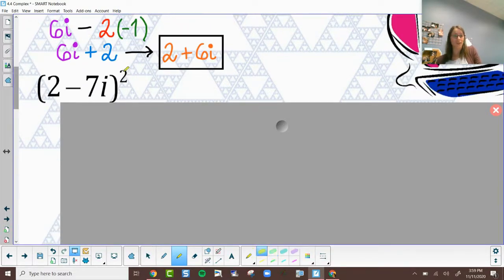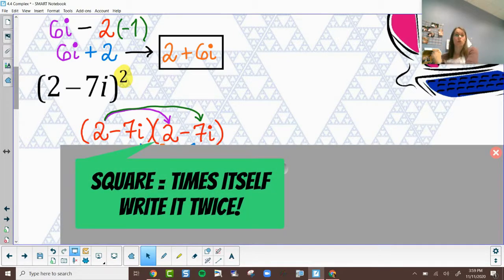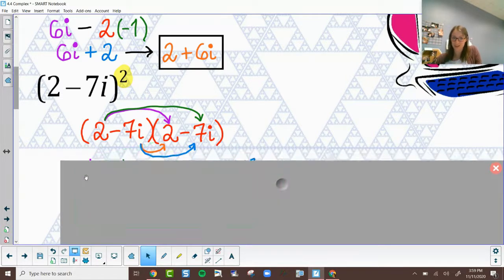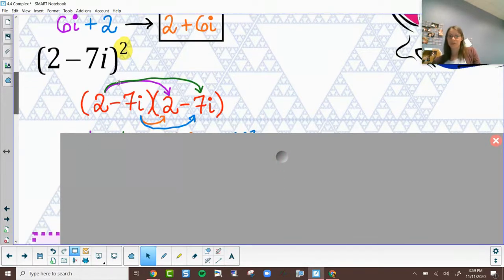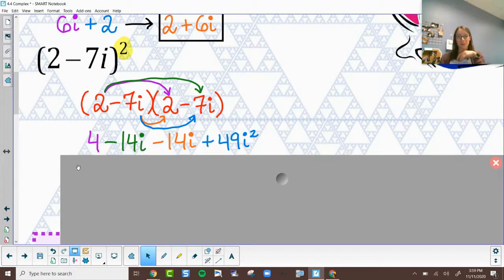All right, here I see something is squared. And I think these are always also very tricky. But to help you simplify these, always write it twice. Do not distribute the square because the square says it's times itself. So on here, I know some of you like the FOIL method. I like to double distribute. So you'll see I put the 2 into both, and then I put the minus 7i into both. So there's my color-coded pieces.